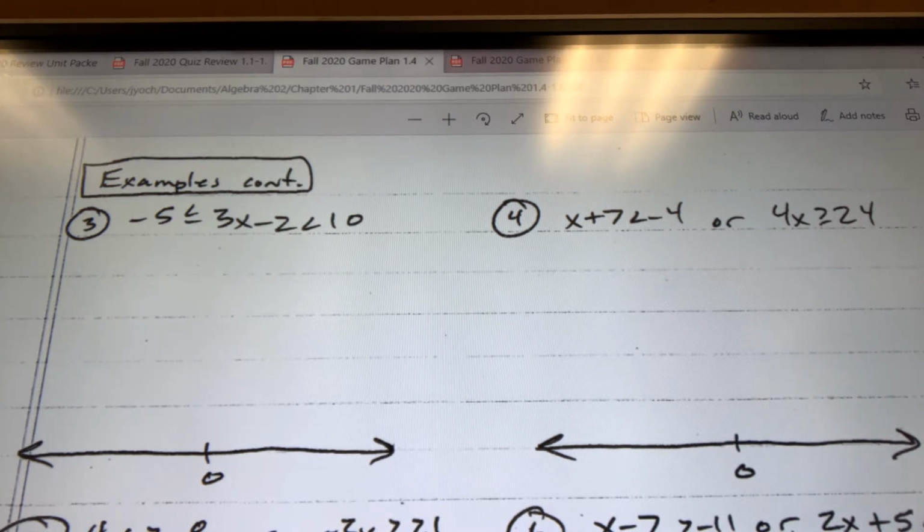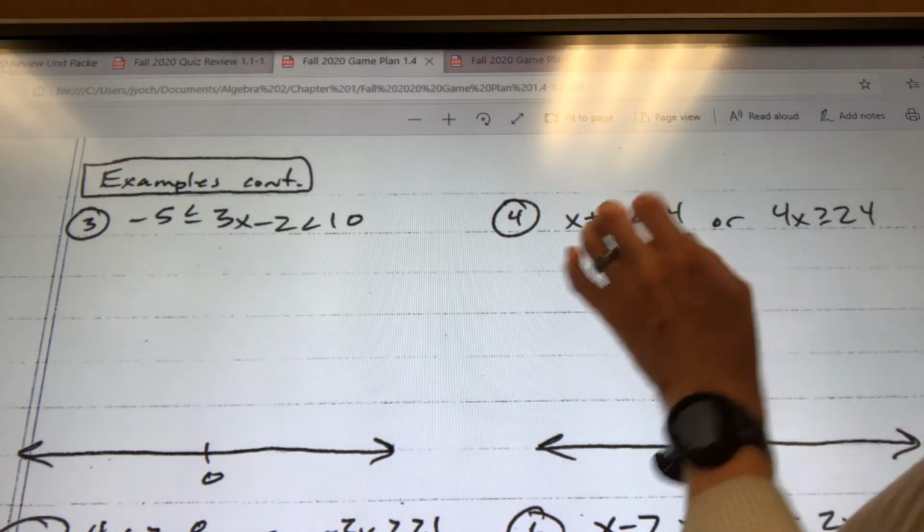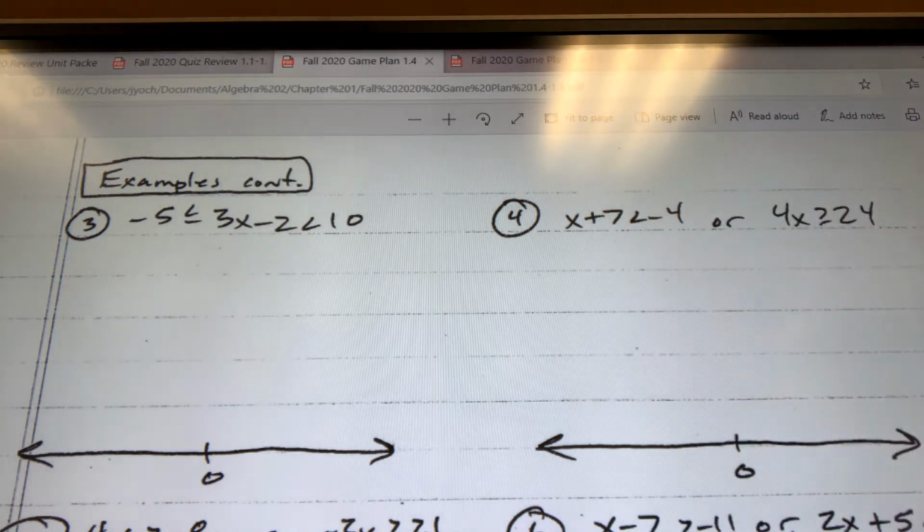Section 1.6 video. We are on page 12 in your 1.4 to 1.6 game plan. This is going to be one of the final videos. You might have one more, I think, covering some of the harder ones in 1.4. But here it is, 1.6 video. I'm going to start on page 12 with number 3.